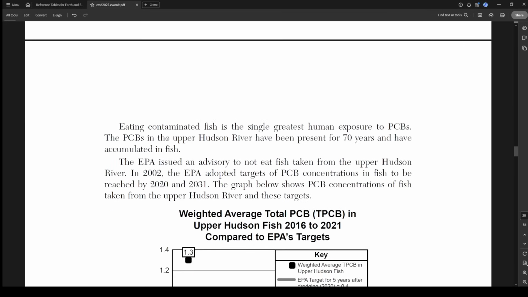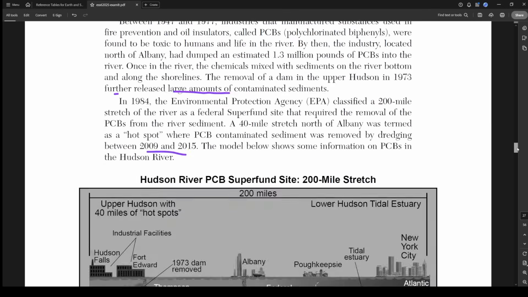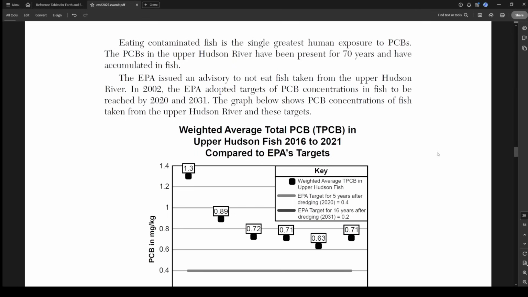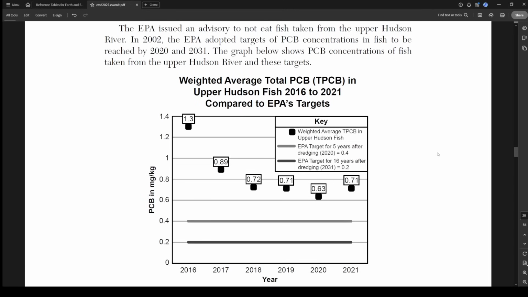Oh, more reading. Eating contaminated fish is the... What? Was there a question? Now we're talking about contaminated fish. Eating contaminated fish is the single greatest human exposure to these PCBs. PCBs that have been present for 70 years have accumulated in fish. Advisory not to eat the fish. In 2002, the EPA adopted targets of PCB concentrations in fish to be reached by 2021 and 2031. The graph below shows PCB concentration of fish taken from the upper Hudson River and these total targets.